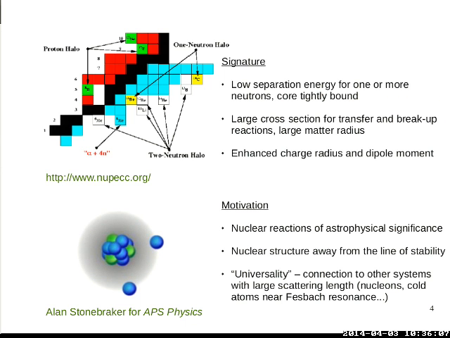So here's why it's important to study these nuclei. First, nuclear reactions. Some of these nuclei participate in nuclear reactions of astrophysical significance. Take neutron capture reactions, for example. Understanding how neutron capture happens in this highly neutron-rich region of the nuclear chart is important for understanding r-process nucleosynthesis, which is important to describe the relative abundance of the heavy elements in our universe.